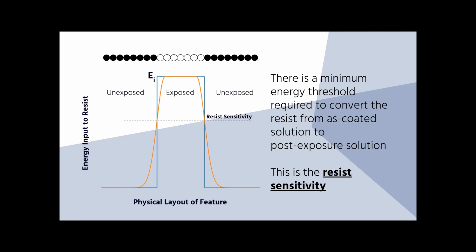So what happens as we increase the energy dose to this feature? Initially nothing, as we are below the minimum threshold required to convert the resist. Once we meet the threshold, the exposed resist will start to react with the developer. For positive resists, this area will be washed away. For negative resists, this area will remain. And what happens as we increase the energy past the threshold?